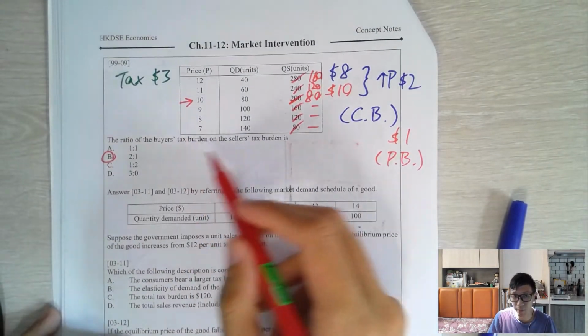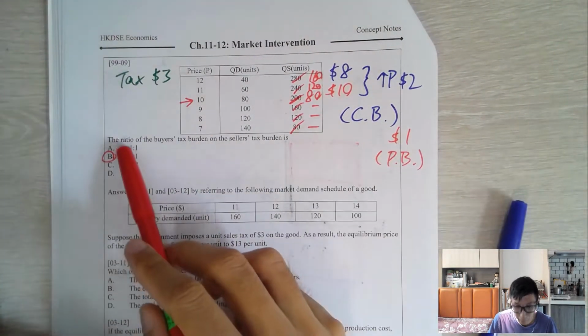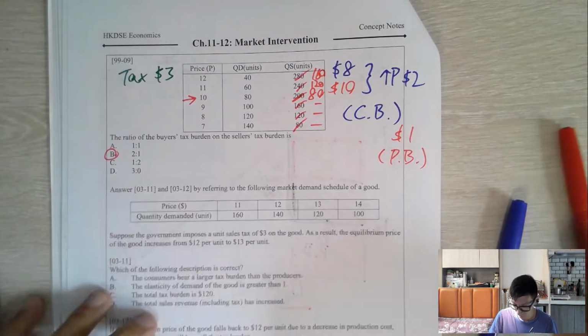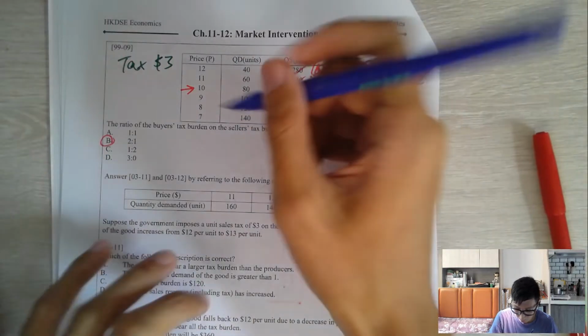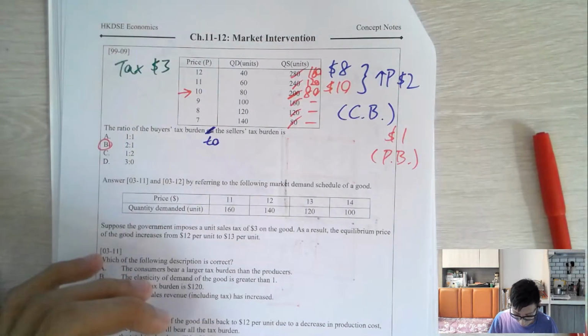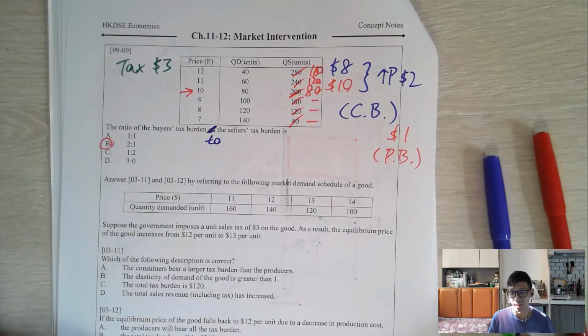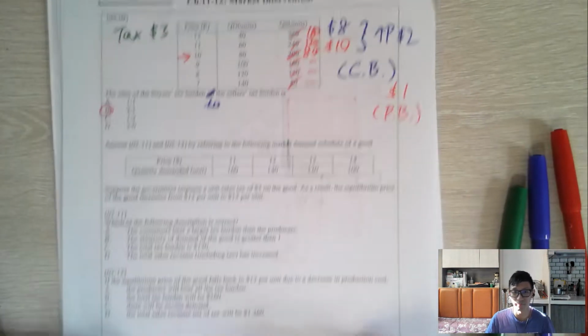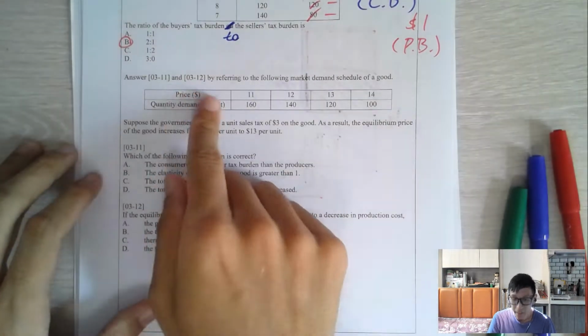By the way, I think grammatically this is problematic, right? Ratio of this 2. I think this is 2, right? Something like that. Okay, this is how you judge the tax burden. Okay, hold up. Now, next 2 questions.